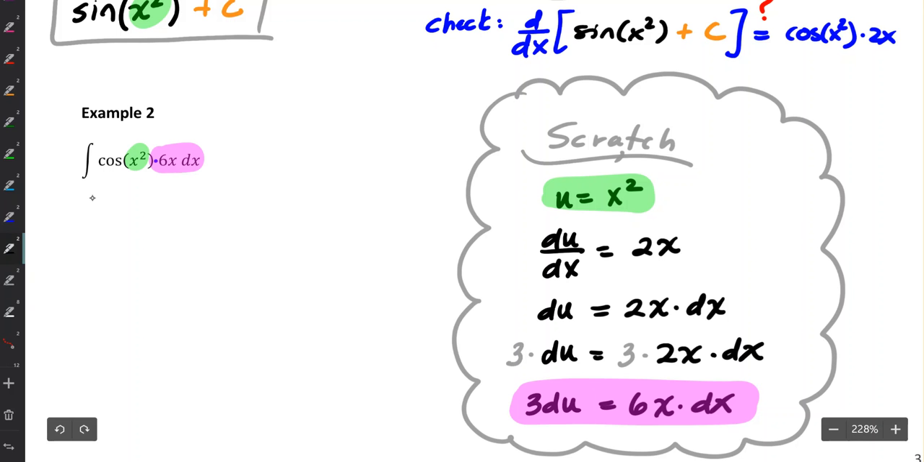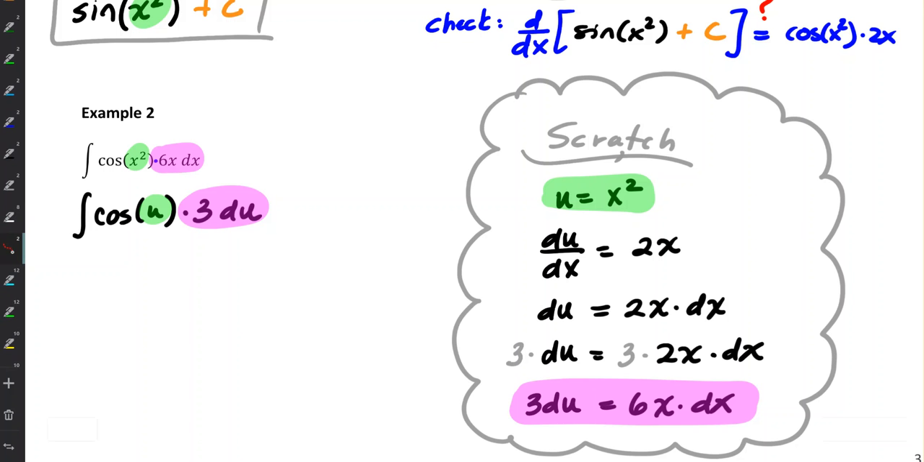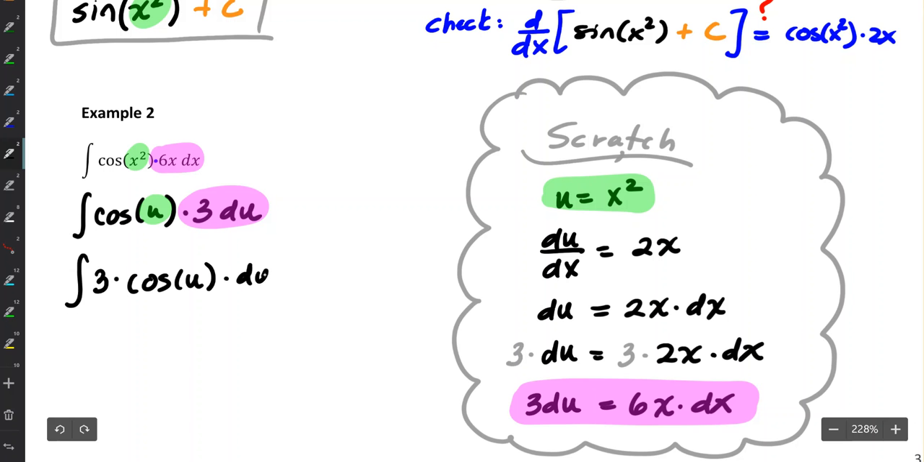Alright, so here we have it. The integral of cosine of u times 3 du. This is all multiplication, order doesn't matter, and in fact you can pull that constant multiple out in front, but maybe I'll just write it like this: 3 cosine u du, which is 3 times the integral of cosine u du, and this is the whole purpose of doing it.